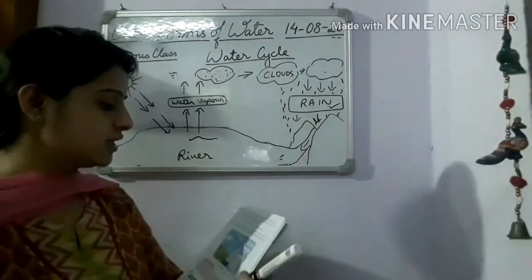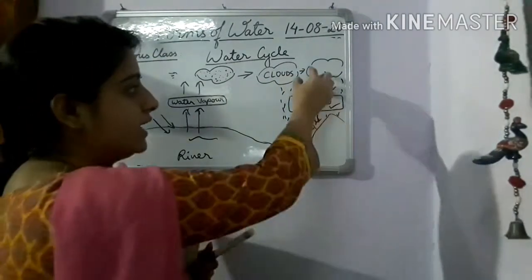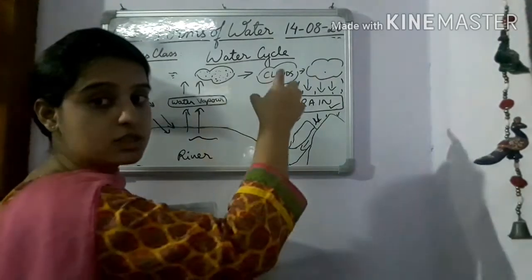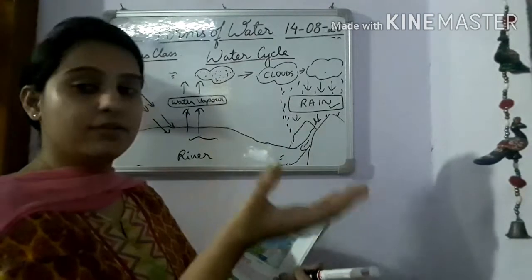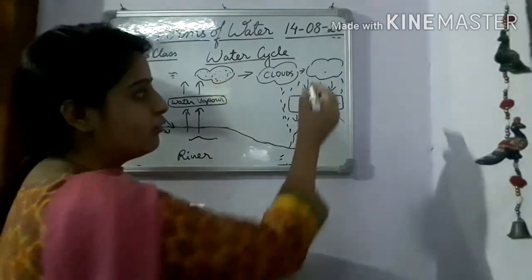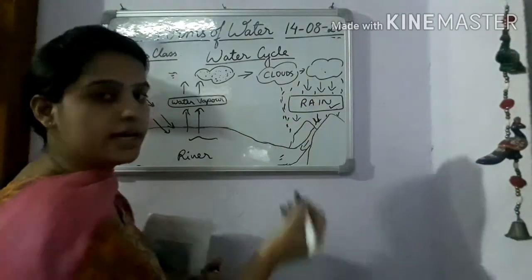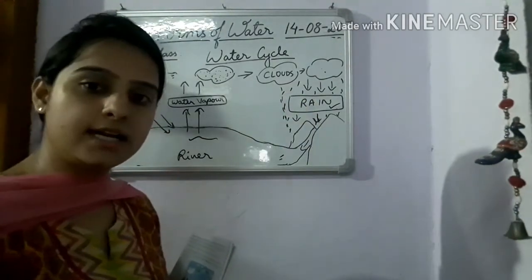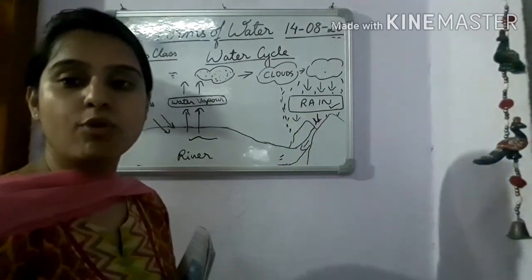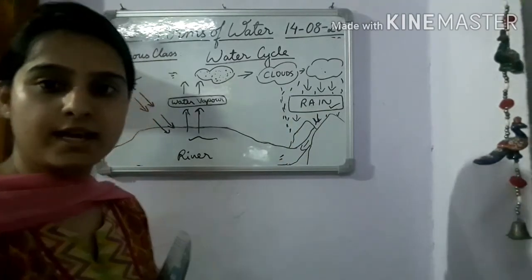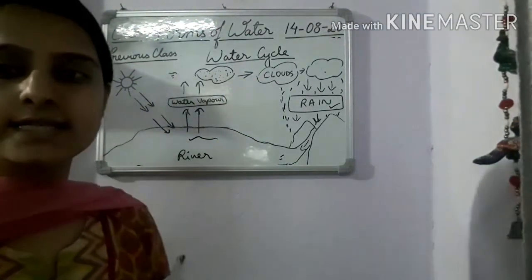So after that, children, when the water drops in the clouds become heavy, then what happens? They fall as rain. Then the rainwater, where does it go, children? As we have already studied, the rainwater gets collected in the river, in the water bodies. Isn't it? Is the diagram clear to you all? Okay, so let's start the class, children.